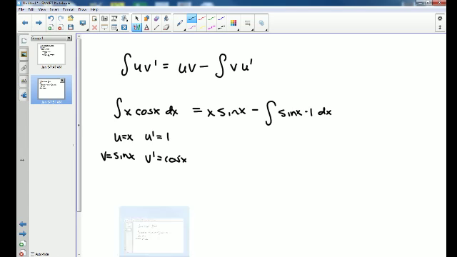All right, now can I integrate sine x? Yeah, what's the integral of sine x? It's negative cosine, right?